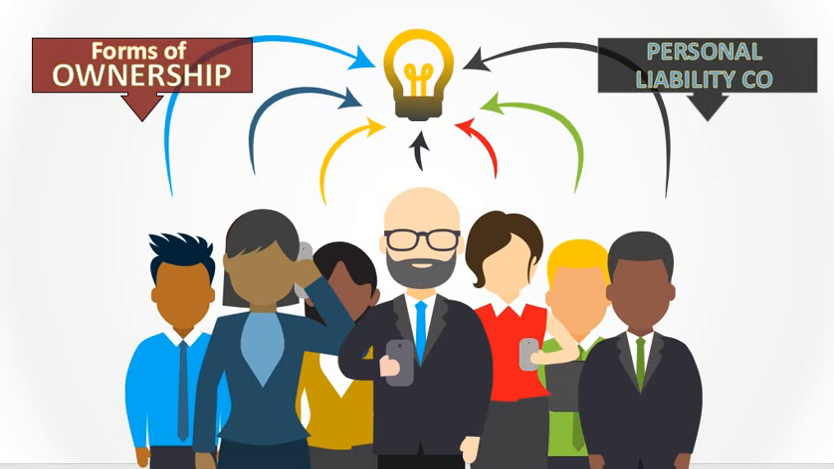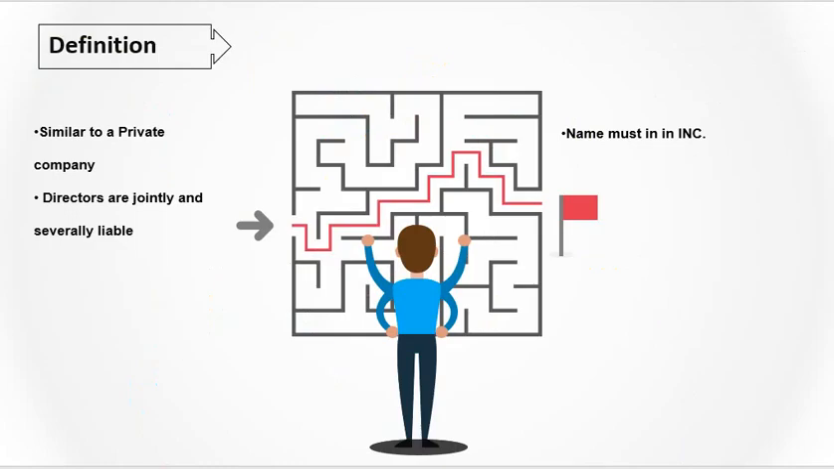Today we're going to look at the form of ownership known as the personal liability company. This kind of company's name must end in the letters INC, standing for incorporated. So let's look at the definition of a personal liability company.